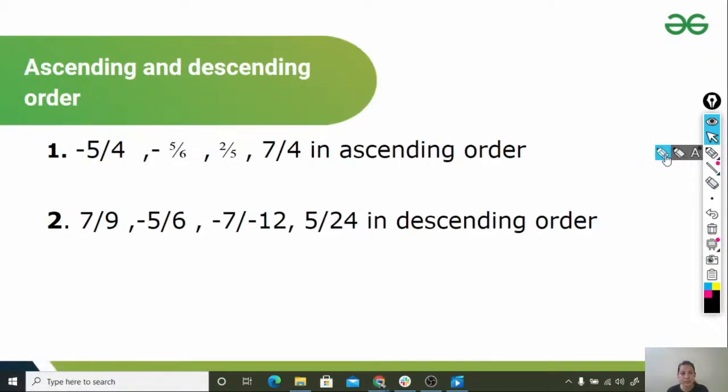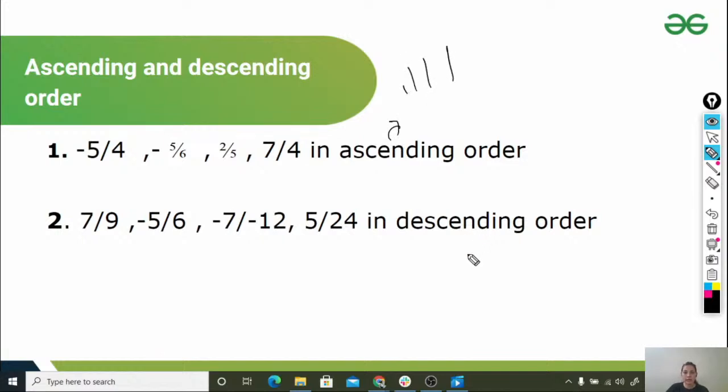Now ascending and descending order. अब आपको compare करना आ गया है, so it's very easy for you to arrange these in ascending and descending order. Ascending order का मैं एक बार बता देती हूँ. It starts from smaller to greater and descending starts from greater to smaller. Okay, so let me erase this.